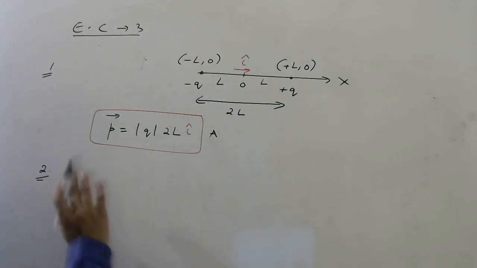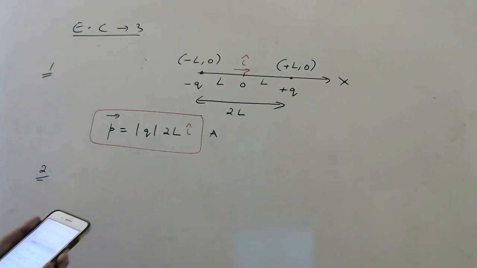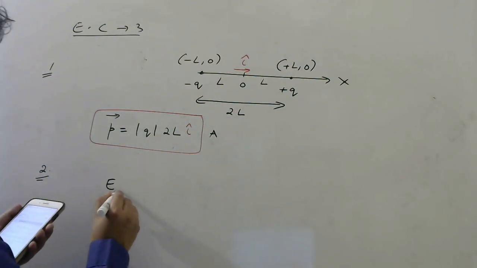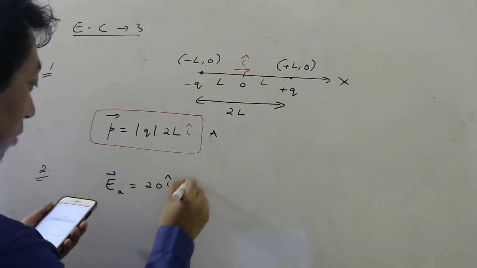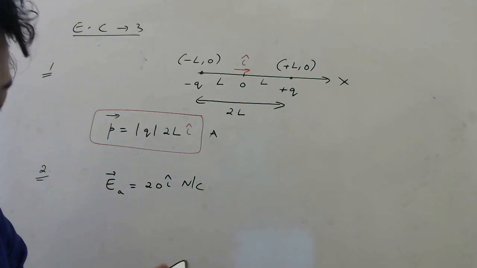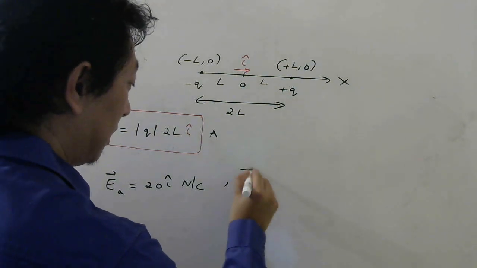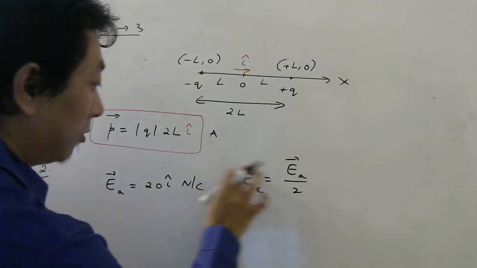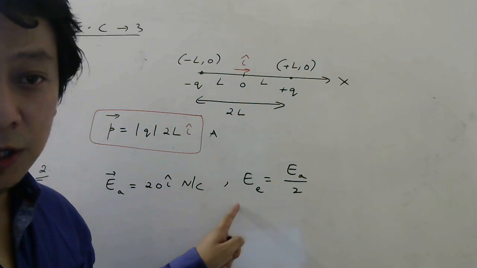Question number 2, let's see if we can do it here itself. If the electric field due to a short dipole at some distance on the axial line is 20 I cap, unit is Newton per Coulomb, what would be the electric field at the same distance on the equatorial line? Now in equatorial line, you remember it is half in magnitude. Remember, right? Axial point electric field is twice, so equatorial point will be half.